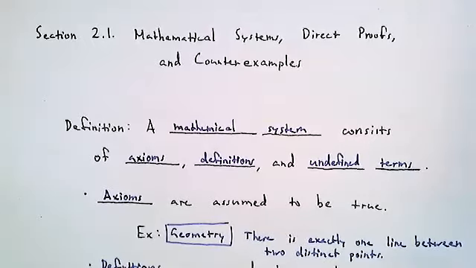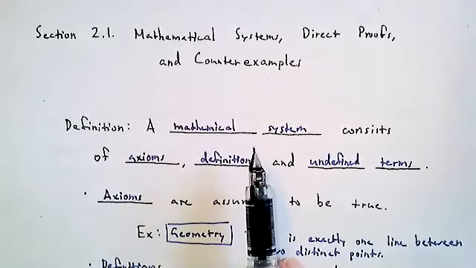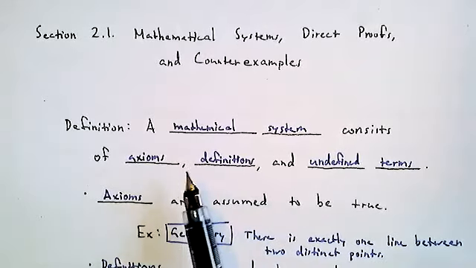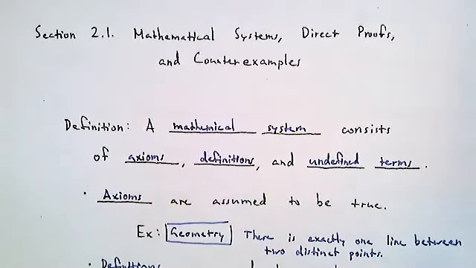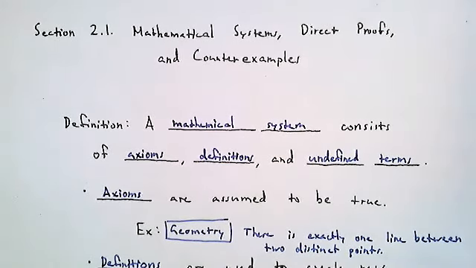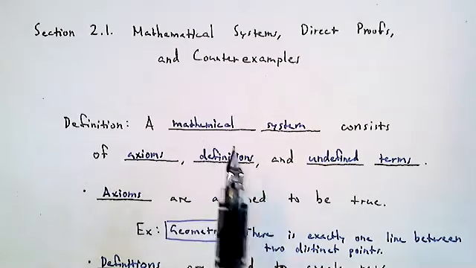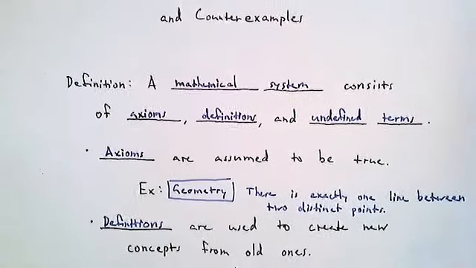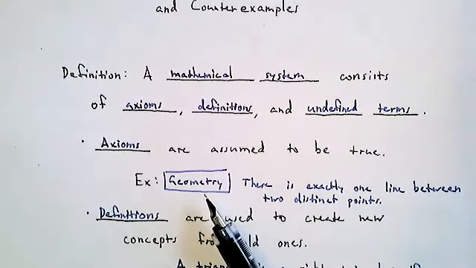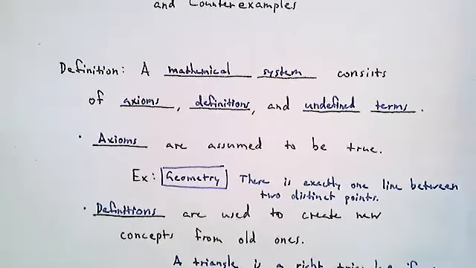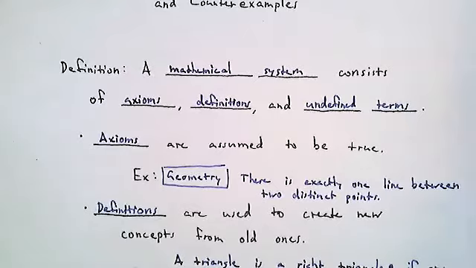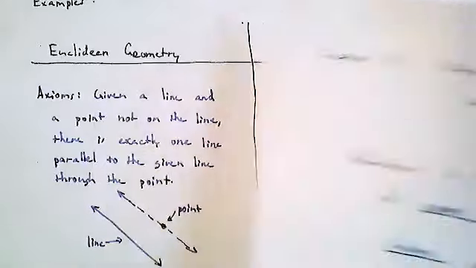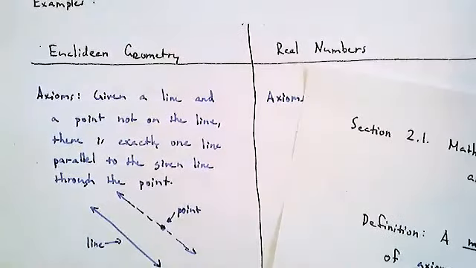Okay, so for a little bit of review, a mathematical system is simply a collection of axioms, definitions, and probably some undefined terms. And you actually know lots of examples of these, even if you wouldn't have known to call it a mathematical system. One of the examples that we talked about last time was Euclidean geometry. So that's what you learned in high school and what you would talk about in most geometry classes. We also discussed a little bit about the mathematical system of real numbers.